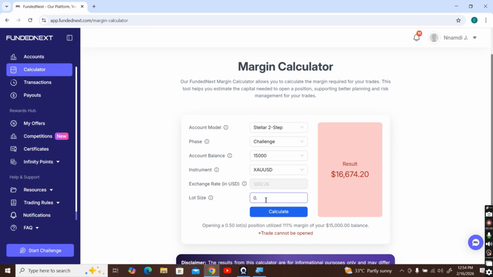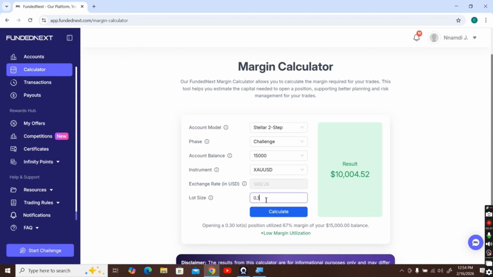You understand? Then let's reduce it to something like 0.4. No, let's keep it at 0.3. Let's see how it goes. Click on calculate. Let's see the margin. So the margin here is 67%. You understand? And this is the result. So you'll be utilizing $10,000 of the account. So this is just how it works. It will give you the percentage of the margin.